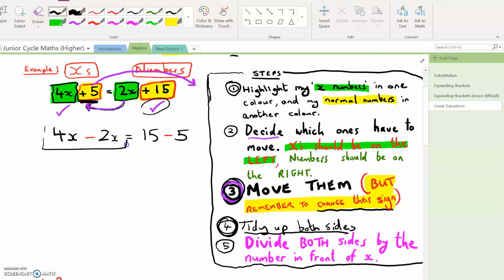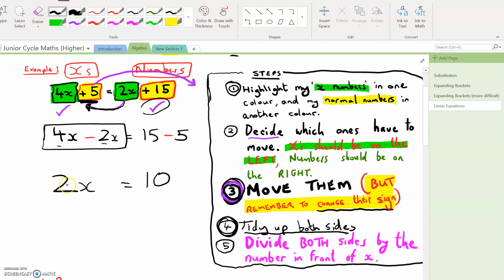What's 4 x's take away 2 x's? I can type it into my calculator if I want. 4 minus 2. I get 2. But remember to put back in the x. What about over here? 15 minus 5. What's that? That's 10.